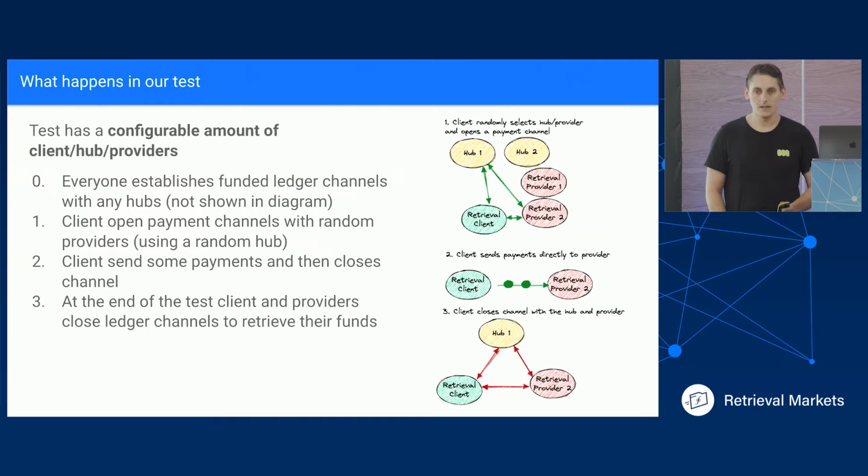Once that's done, clients start selecting random providers using a random hub. They open a payment channel. As you can see here, they send a few payments on that payment channel, and then they close it. And then we repeat this for the duration of the test.